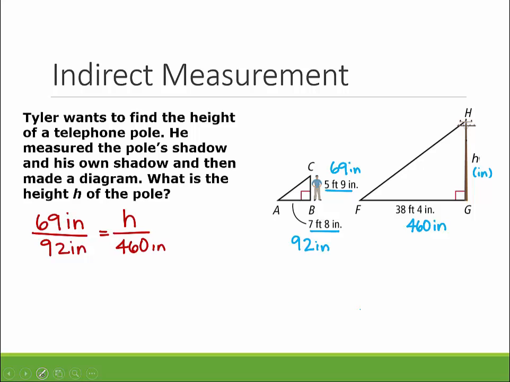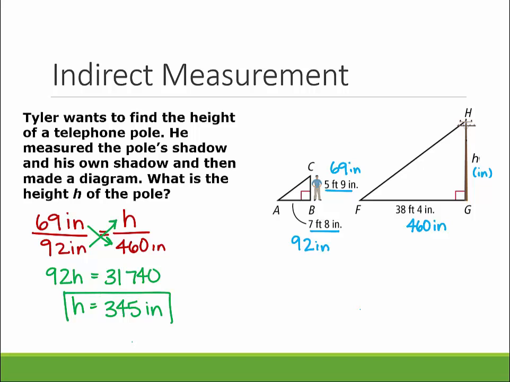We don't really need the units here because when we cross multiply or find the cross products, we're just going to multiply the numbers together. So we get 92h equals 460 times 69, which is 31,740. And then if we divide both sides by 92, we end up with 345. And remember, these are inches.